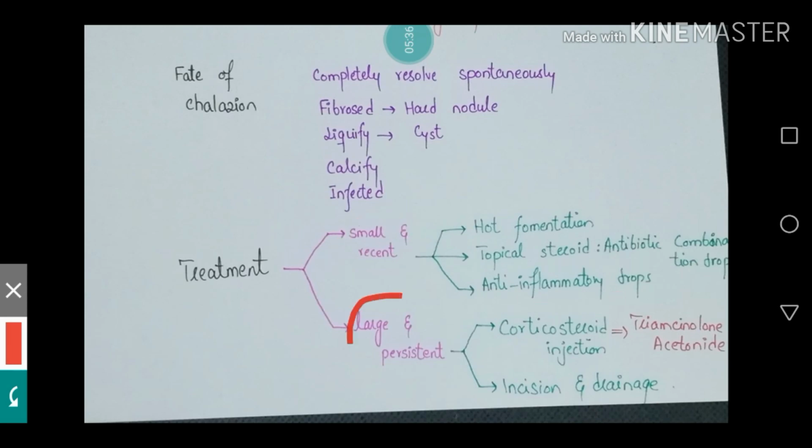However, if it is large and it is persistent, then we will prescribe the patient a corticosteroid injection, that is triamcinolone acetonide, or if it is still not treated properly, then incision and drainage is the ultimate treatment for removing chalazion from the specific eyelid in which it has appeared.